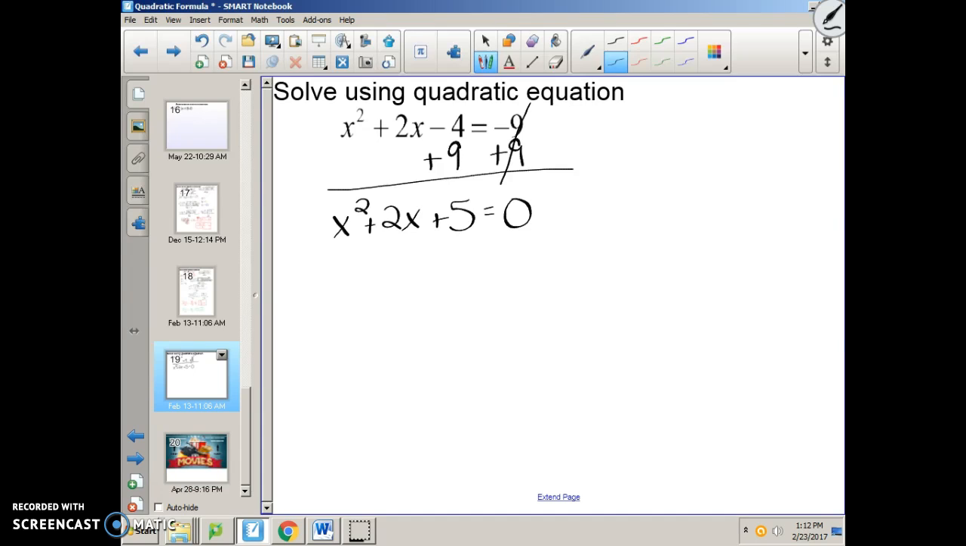Okay, then label your a. That was a crappy looking a, I'm sorry. That's really an a. Okay. Don't use this anymore. You did all that work for a reason. The number in front of x squared is not 0. It is 1. b is 2. c is 5. Okay, again, pause here.